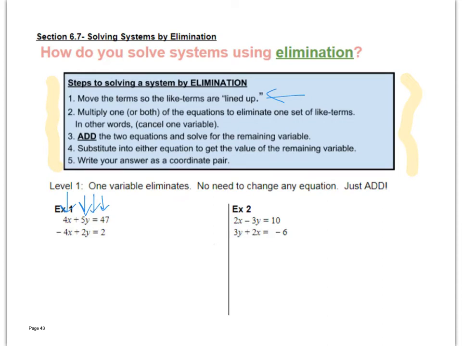So, what this second step says is multiply one or both of the equations to eliminate one set of like terms. Now, you don't actually have to do this multiply part, but I want you to look at what happens if we add, the next step is add the two equations together. What is 4x plus negative 4x? What happens when you, 4x minus 4x basically, when you add opposites? They cancel. We're going to end up adding two equations together to do the elimination method.